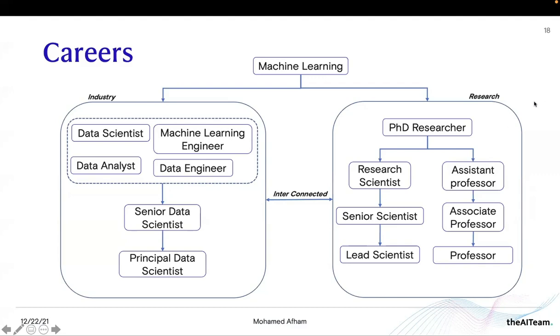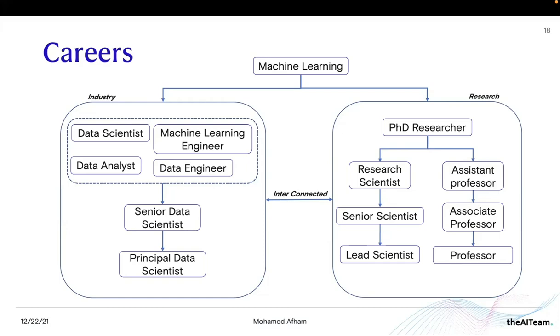And on the other hand, on the research side, if you are interested in the fundamental concepts of machine learning, you can create something on your own and present it as a research finding. The research direction will be interesting for you. So you can do a PhD and be a PhD researcher. Even after a PhD, you can be a research scientist in a company, and then a senior scientist, lead scientist. And if you want to pursue academia, you can choose assistant professor, associate professor, and professor.